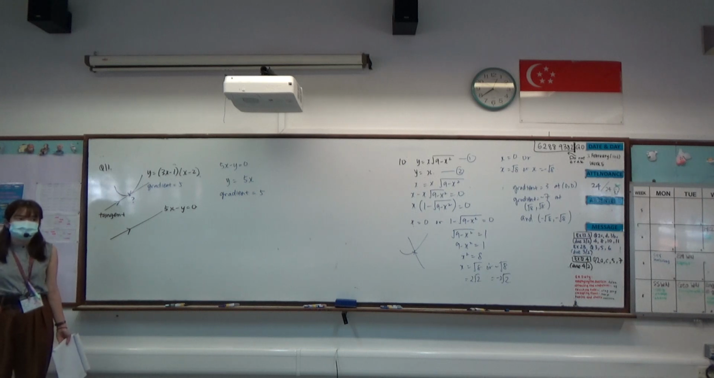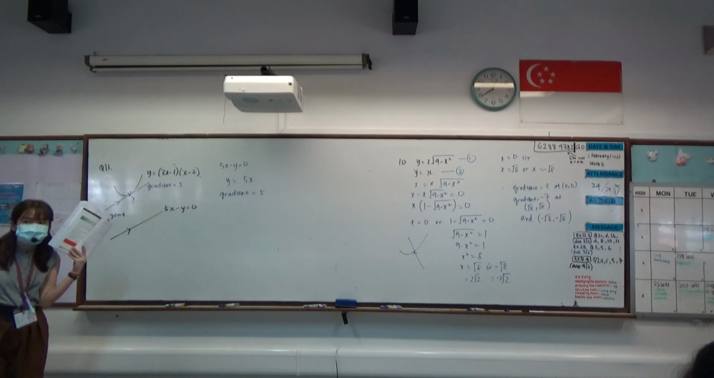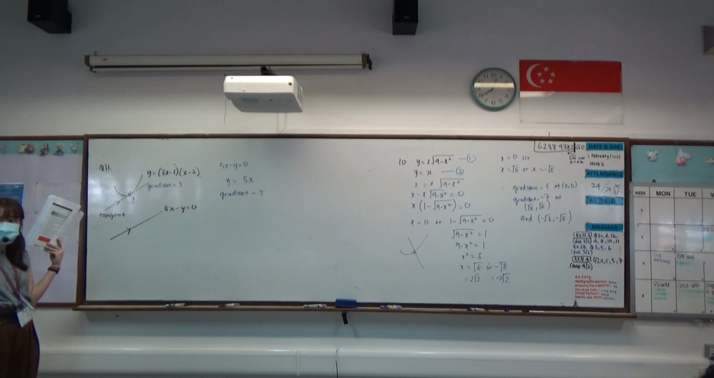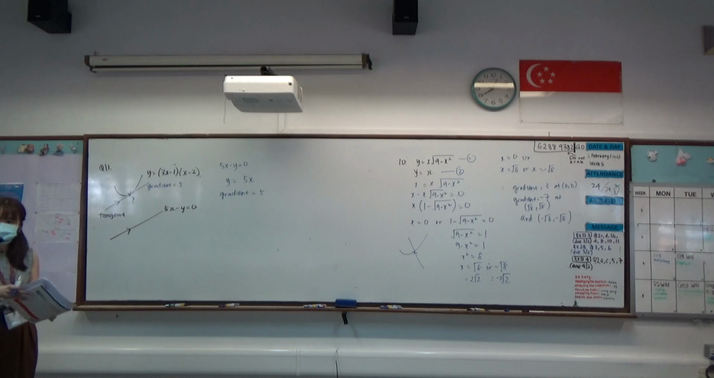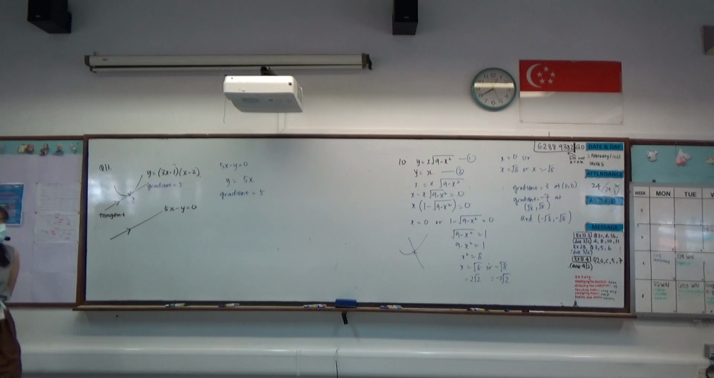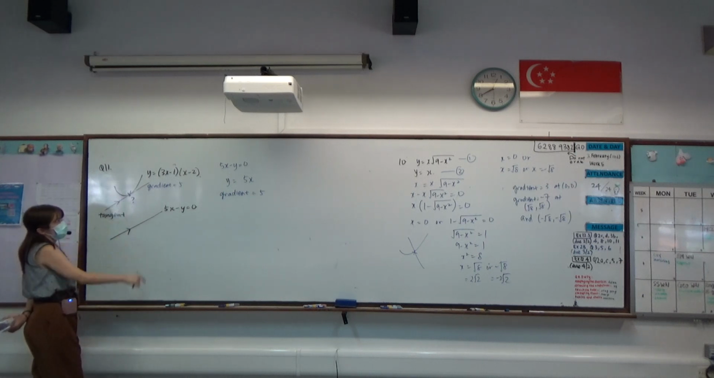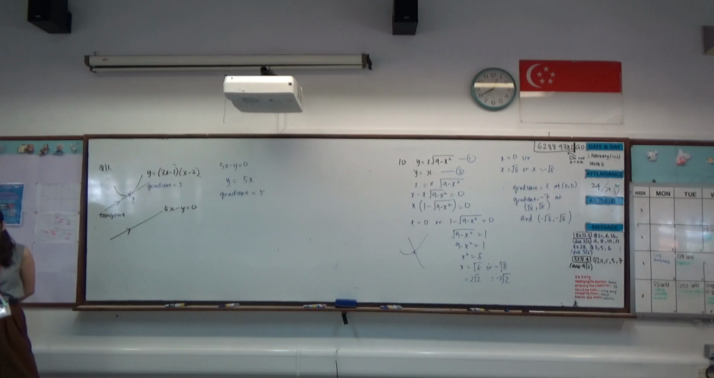What can I do with this information? Zhen Quan, what do I do with this information? Gradient equals to 5. Gradient of the tangent. You know the gradient of this, you can find the gradient of the tangent. I need to find the coordinates of this point. What can I do with this information that the gradient is equal to 5? Is there anything that I need to do first?